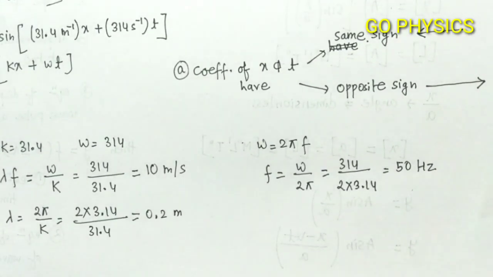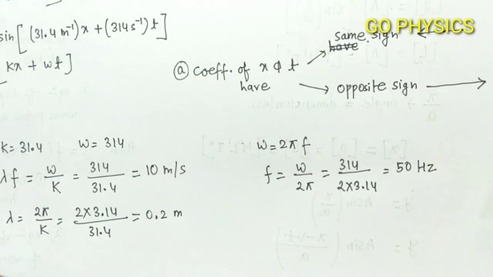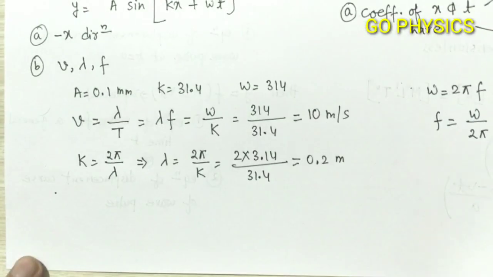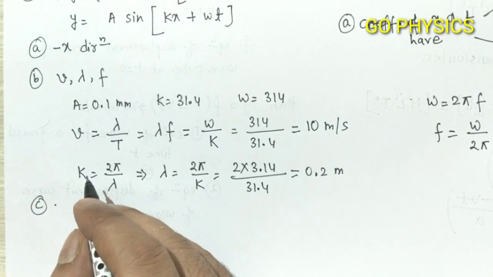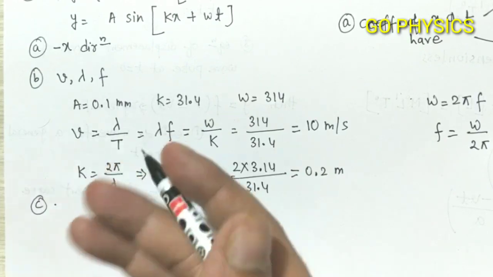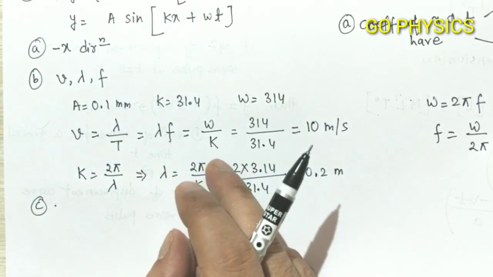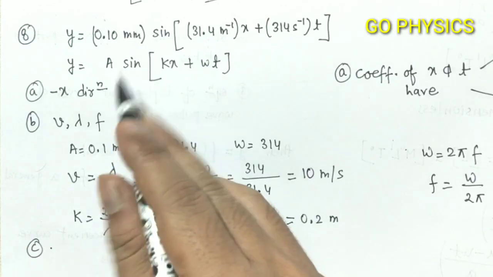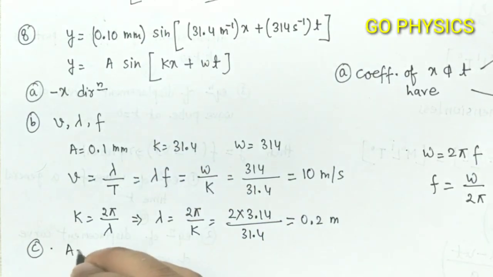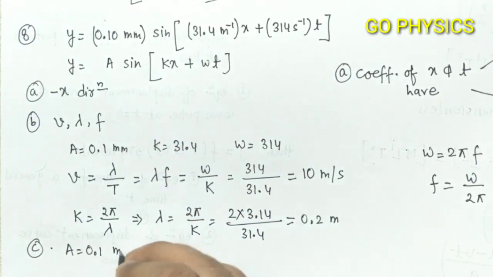Now we'll see the C part of the question. They are asking what is the maximum displacement and maximum speed of a portion of the string. Maximum displacement means what, guys? Maximum displacement means the amplitude of the wave. And the amplitude of the wave we already got by the comparison. So the amplitude of the wave is 0.1 millimeter.